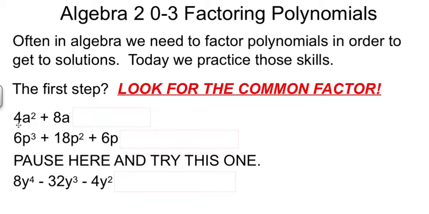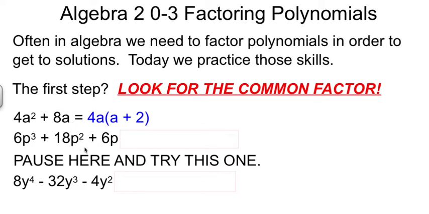What's in common between 4a squared and 8a? 4 goes into both, and a goes into both. So 4a is the common factor. I'm going to put that on the outside. And then if we divide 4a squared by 4a, that leaves a. 8a divided by 4a leaves 2. A way to check your answer to make sure you got it right is if you distribute that back out, you should get the original problem.